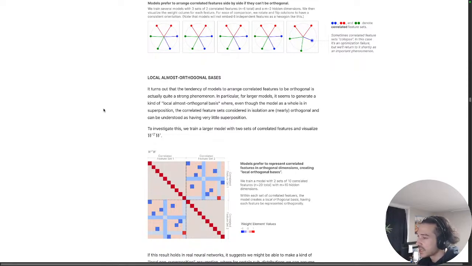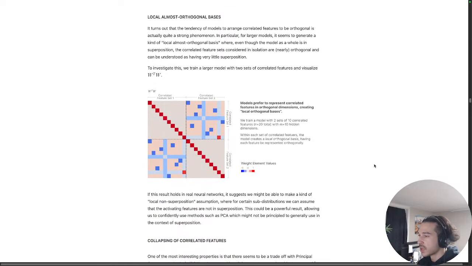To investigate this, we train a larger model with two sets of correlated features and visualize WTW. Here we see WTW with a heat map. Models prefer to represent correlated features in orthogonal dimensions, creating local orthogonal bases. We train a model with two sets of 10 correlated features, n equals 20 total, with m equals 10 hidden dimensions. Within each set of correlated features, the model creates a local orthogonal basis, having each feature be represented orthogonally.